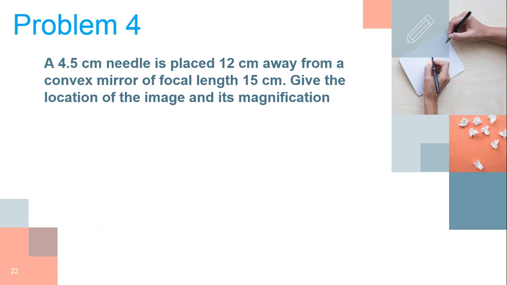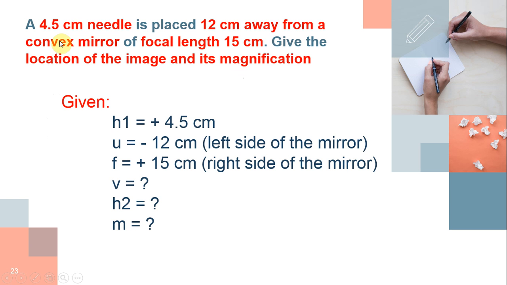The next problem, number 4. A 4.5 centimeter needle is placed 12 centimeter away from a convex mirror of focal length 15 centimeter. Give the location of the image and its magnification. From this problem, the mirror is a convex mirror and the needle is 4.5 centimeter. That means the height of the needle is 4.5 centimeter.